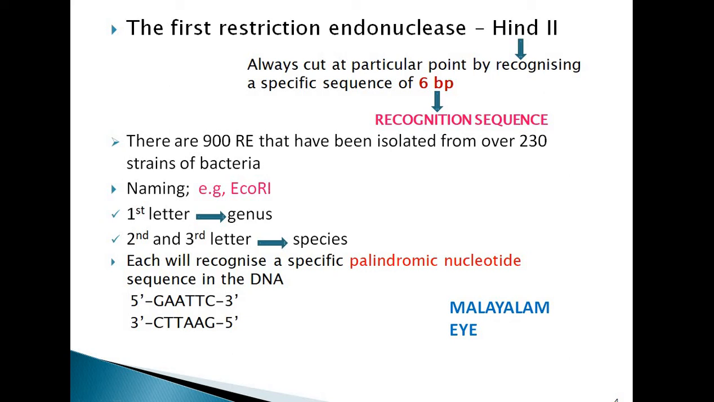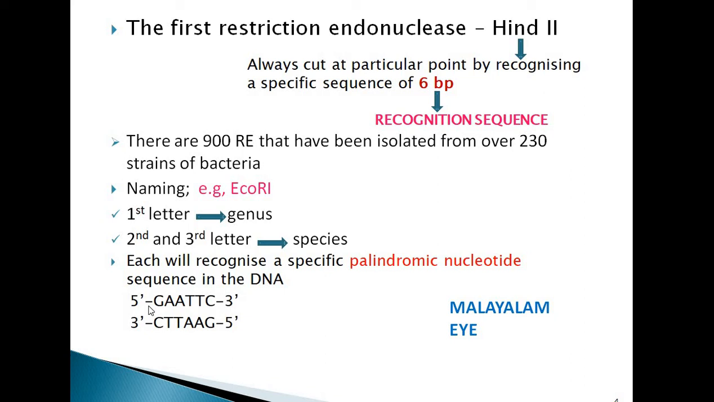Here it is a rough strand of E. coli, that's why here we have written it as R. If it is a smooth strand, we would write it as S. And the last one, that is 1, that is a Roman numeral. The Roman number indicates the order in which the enzymes were isolated from the strain of bacteria.